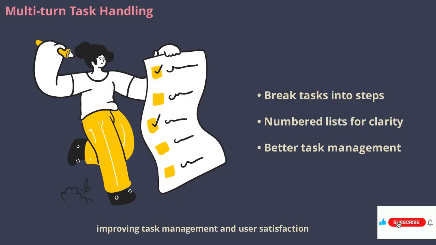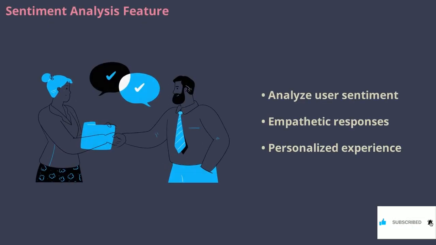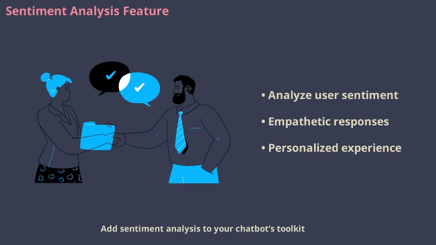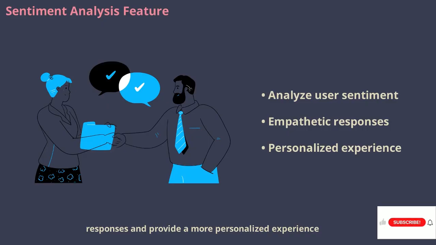Add sentiment analysis to your chatbot's toolkit. By analyzing the tone of user messages, your chatbot can respond more empathetically. Use prompts that ask the model to classify text as positive, negative, or neutral. This feature helps your chatbot adapt its responses and provide a more personalized experience.